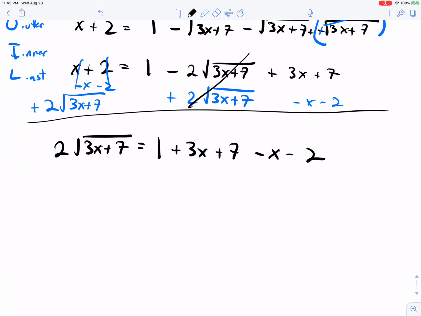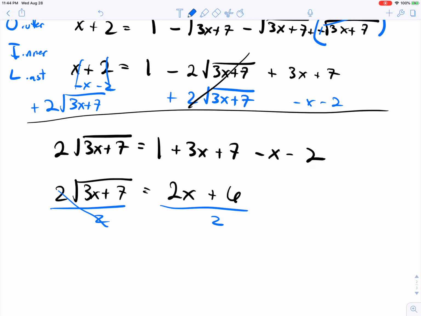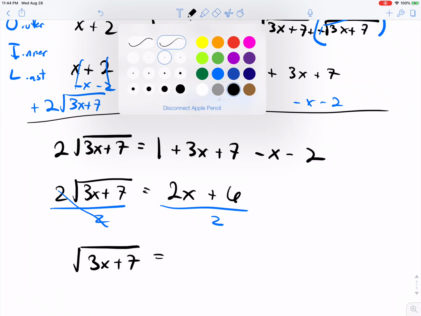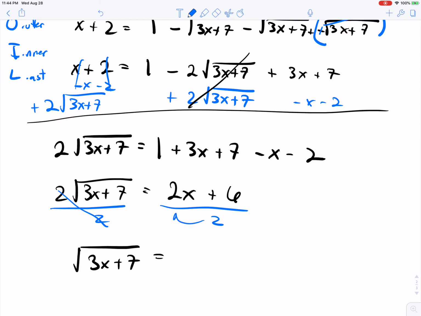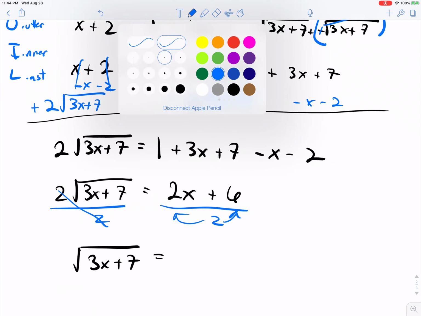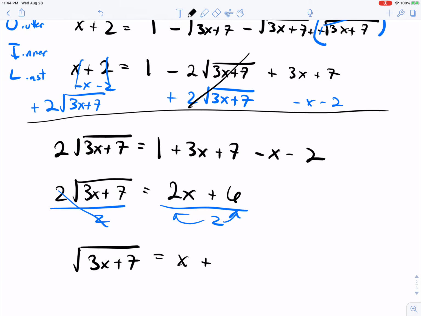Combine like terms. That's going to be 2x, and 8 minus 2 is 6. I'm going to go ahead and divide everything by 2, the left divided by 2 and the right divided by 2. Those cancel. On the left, we have square root of 3x plus 7. On the right, dividing by 2 is the same as multiplying by a half. So long story short, we essentially had to distribute the half into the top. So we get x plus 3.